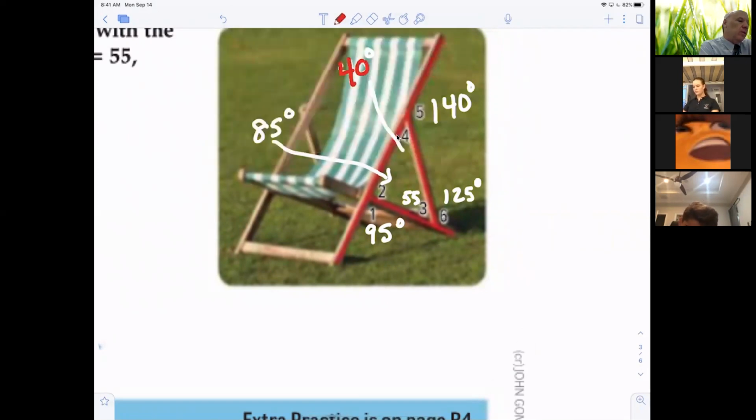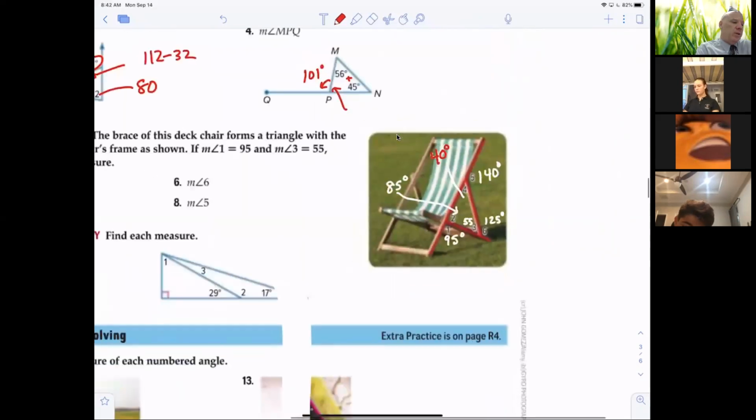Now there's a lot of ways to get 40 degrees from there also. Yeah, you can add the interior angle, subtract from 180. All right, so that's a good little puzzle right there. Just make sure you know how to do that. If you can do that, I think you can do the rest of the problems.